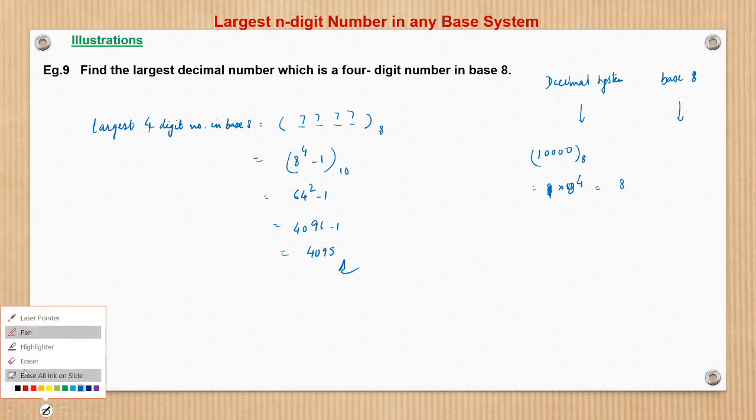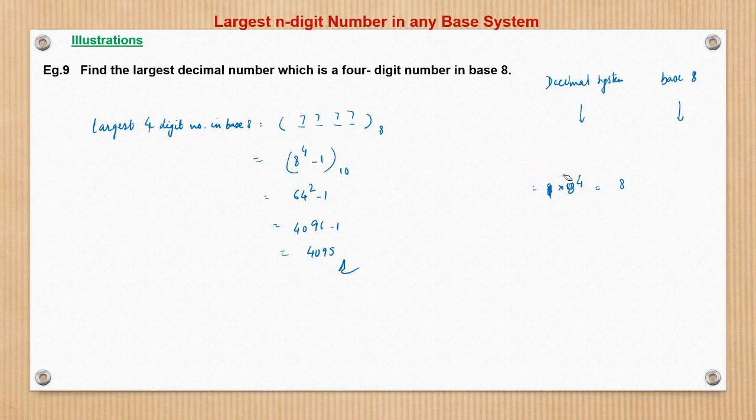So here we have used two concepts. The largest decimal number and the corresponding value in any base will be similar. If the number is largest there, its corresponding value in the decimal system would also be the largest.